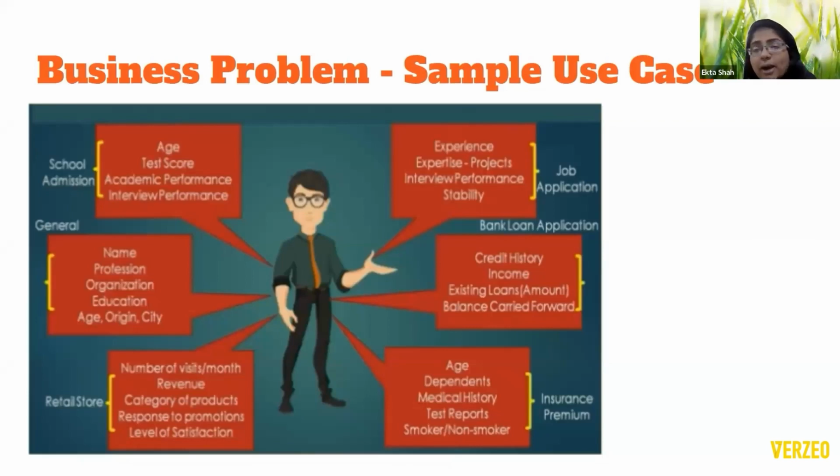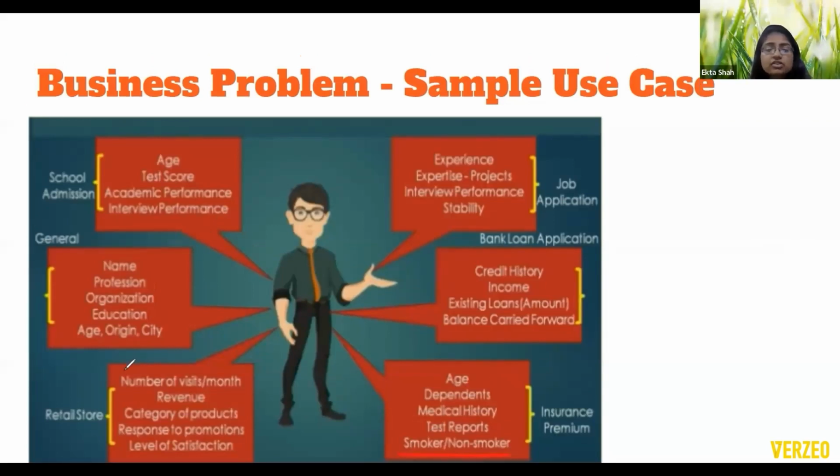Then you have your bank loan application where you'll have all your information related to your transactions, like your credit history, your income, your existing loans, if any, then the balance that is carried forward. Then also information about the insurance, like your dependents, your medical history, test reports, whether you are a smoker or non-smoker. So these are all the different categories which will help you to identify.